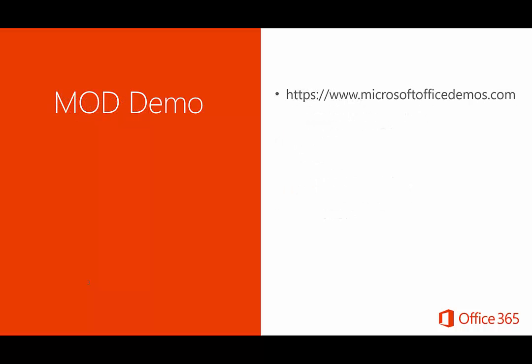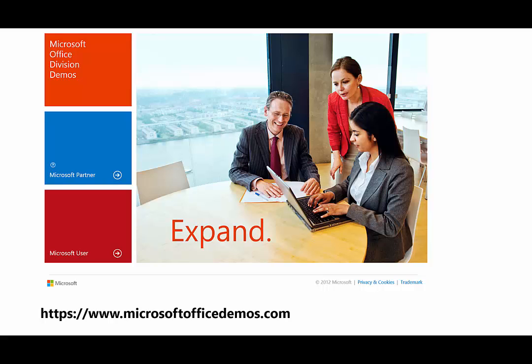So you can access the demo environment for the MOD demos at https://www.microsoftofficedemos.com. And the MOD Enterprise Hero demo script has a storyline that highlights a DLP capability called document fingerprinting, which protects sensitive information collected in emailed forms as well as Office 365 message encryption.